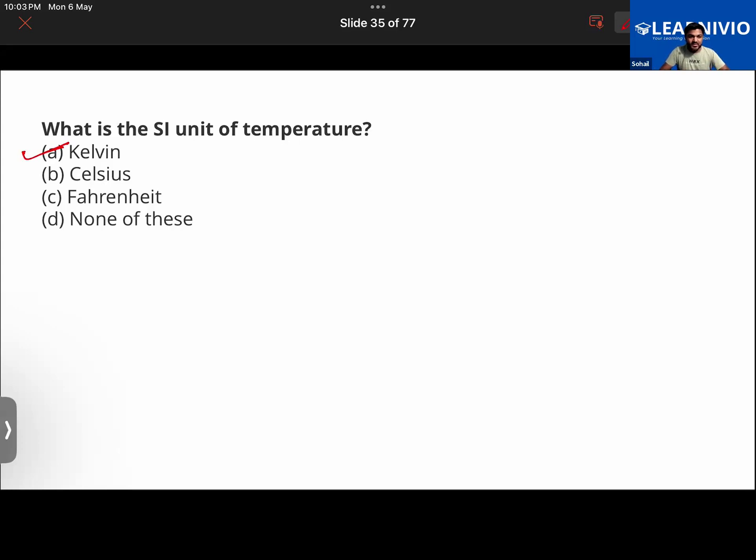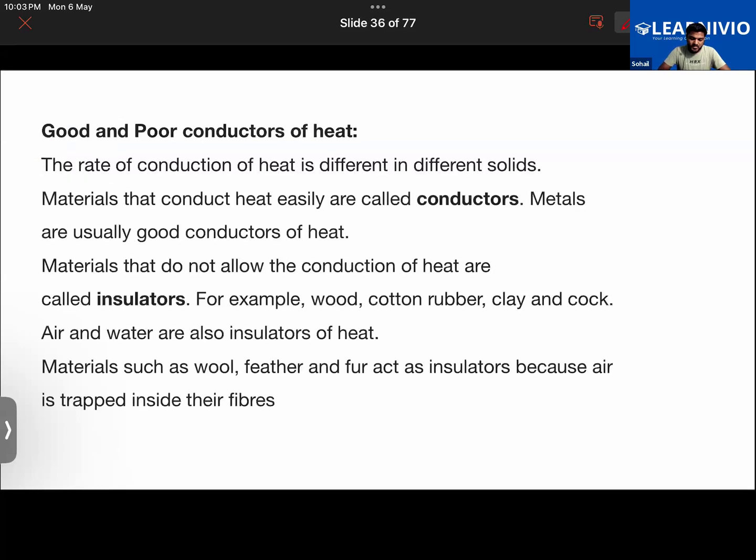Sir, what about Joule? No, Joule is not the SI unit. Joule is also used, but Kelvin is actually the SI unit. The SI unit of temperature is Kelvin. Getting it? We represent heat in joule also, but when talking about the SI unit, that is Kelvin. Okay.